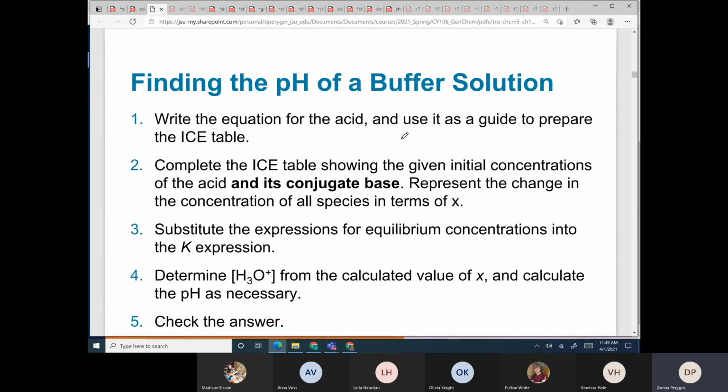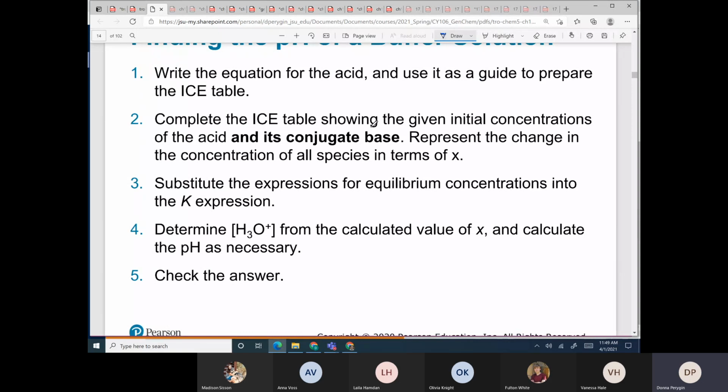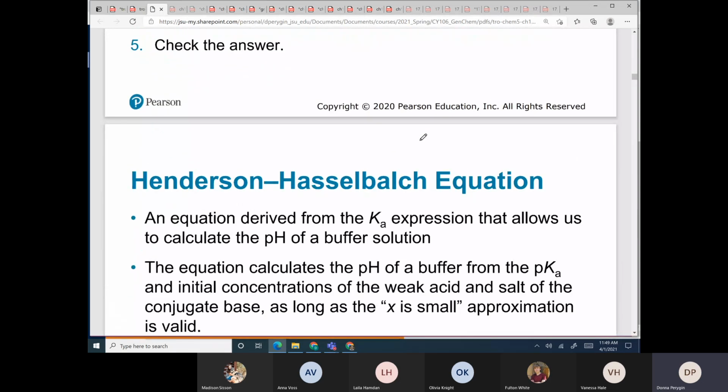So, finding the pH of a buffer solution, what we do is write the equation for the acid and use it as a guide to prepare an ICE table. Complete the ICE table showing the given initial concentrations of the acid and its conjugate base, and represent the change with X. Substitute the expression into the K expression. So basically just more of the same of what we've been doing.